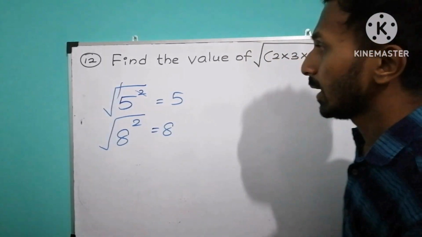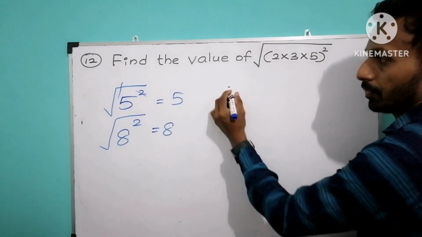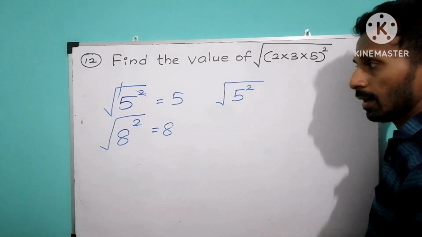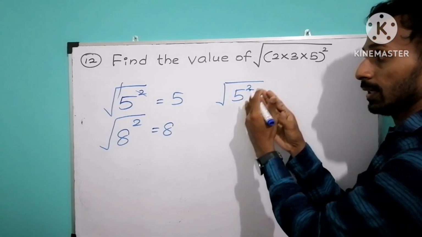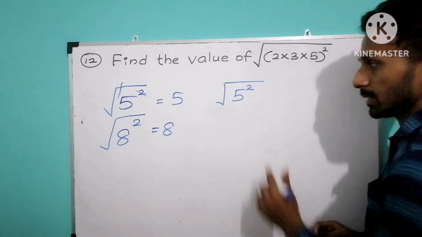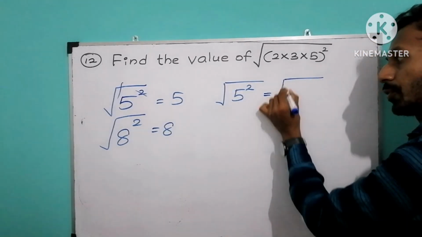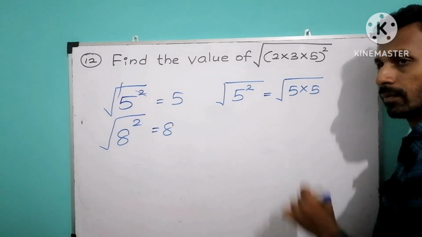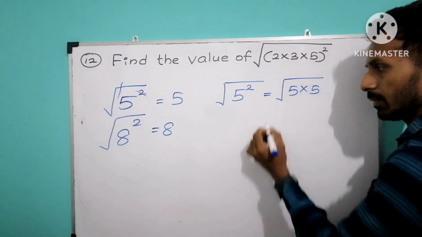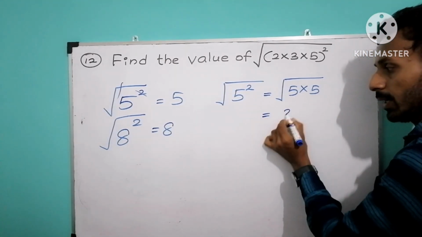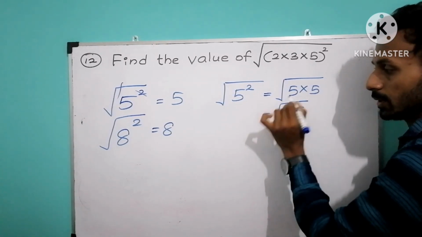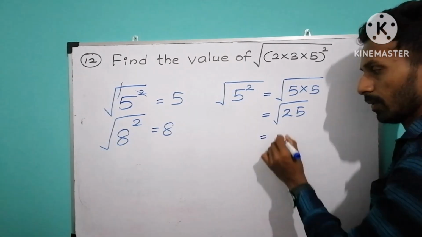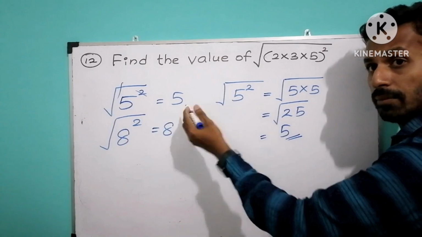Okay. Then take 5 to the power 2. Square root of 5 to the power 2. Then this is the index form. I will express 5 to the power 2 as a product. Equal square root 5 to the power 2. I will write 5 into 5. Then you all know 5 into 5, 25. Square root of 25. What's the square root of 25? 5. Now the same answer.